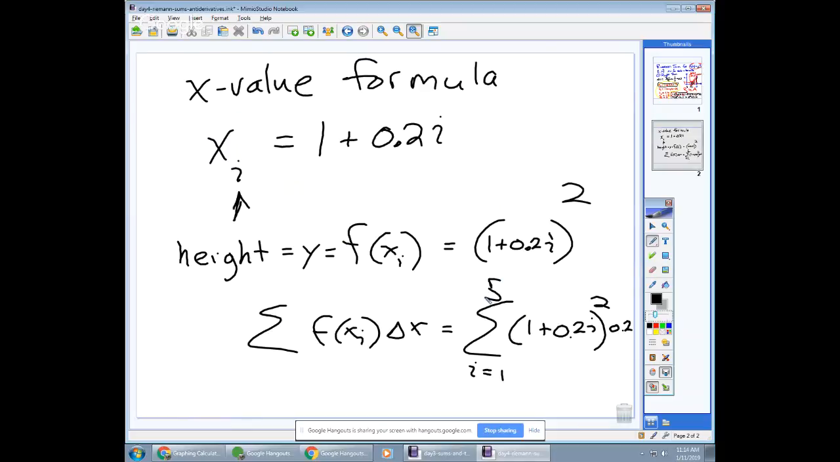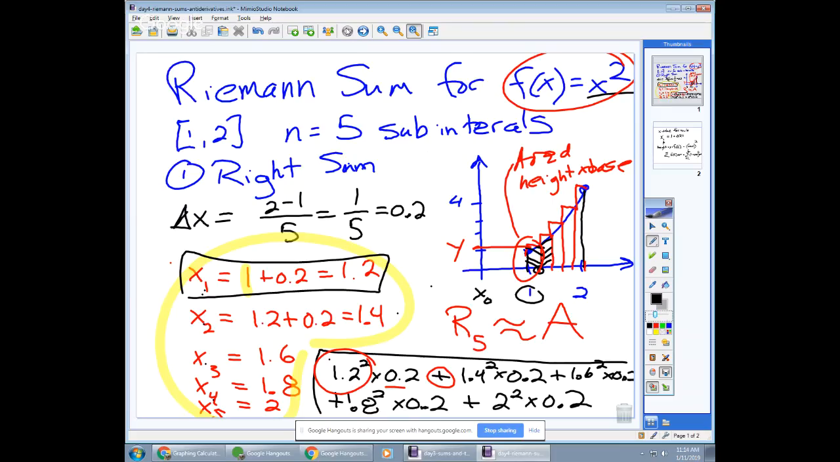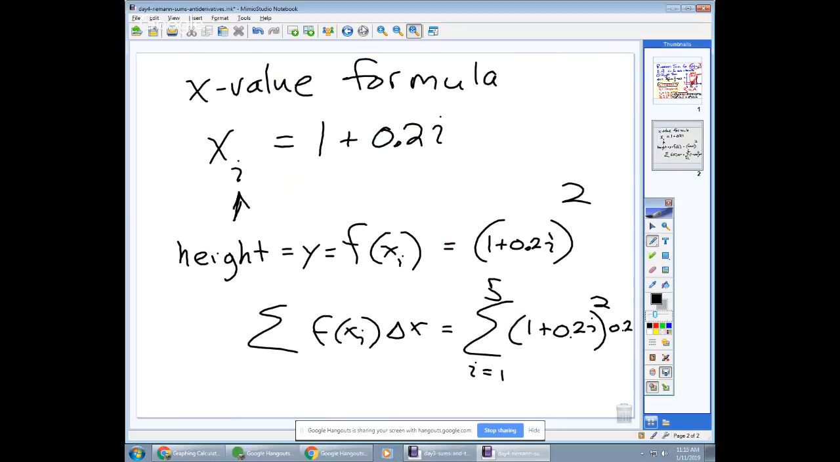You're not sure why I'm making a big deal about that. You'll see when I do the left sum. So this is the summation notation. So on the quiz, I was asking you to draw me a picture of the function, draw a picture of the rectangles for the right sums that you're going to work on, calculate that, and show me the summation notation. The hardest part of all of that is coming up with the summation notation. So I have that right there.